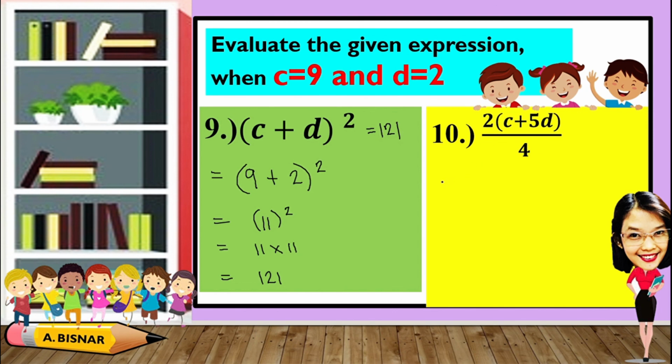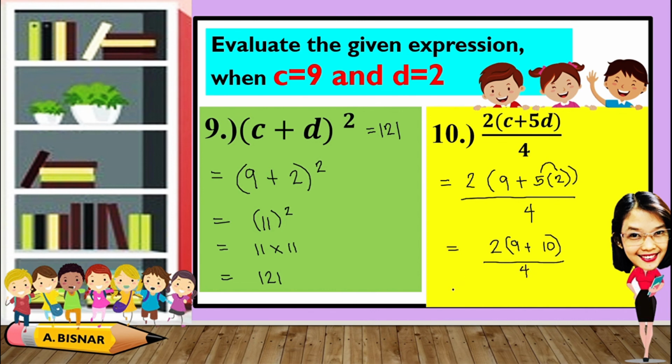And for the last one, for number 10, we have here 2 times the sum of C, which is 9, plus 5D. So we have 5 times 2 divided by 4. So 5 times 2 is 10. So that will be 10 plus 9 over 4. So 9 plus 10, we have 19. So we have 2 times 19 over 4. In here, we can already simplify this by dividing 2 and 4. So this will be 1/2. And from here, the answer will be 19 over 2.